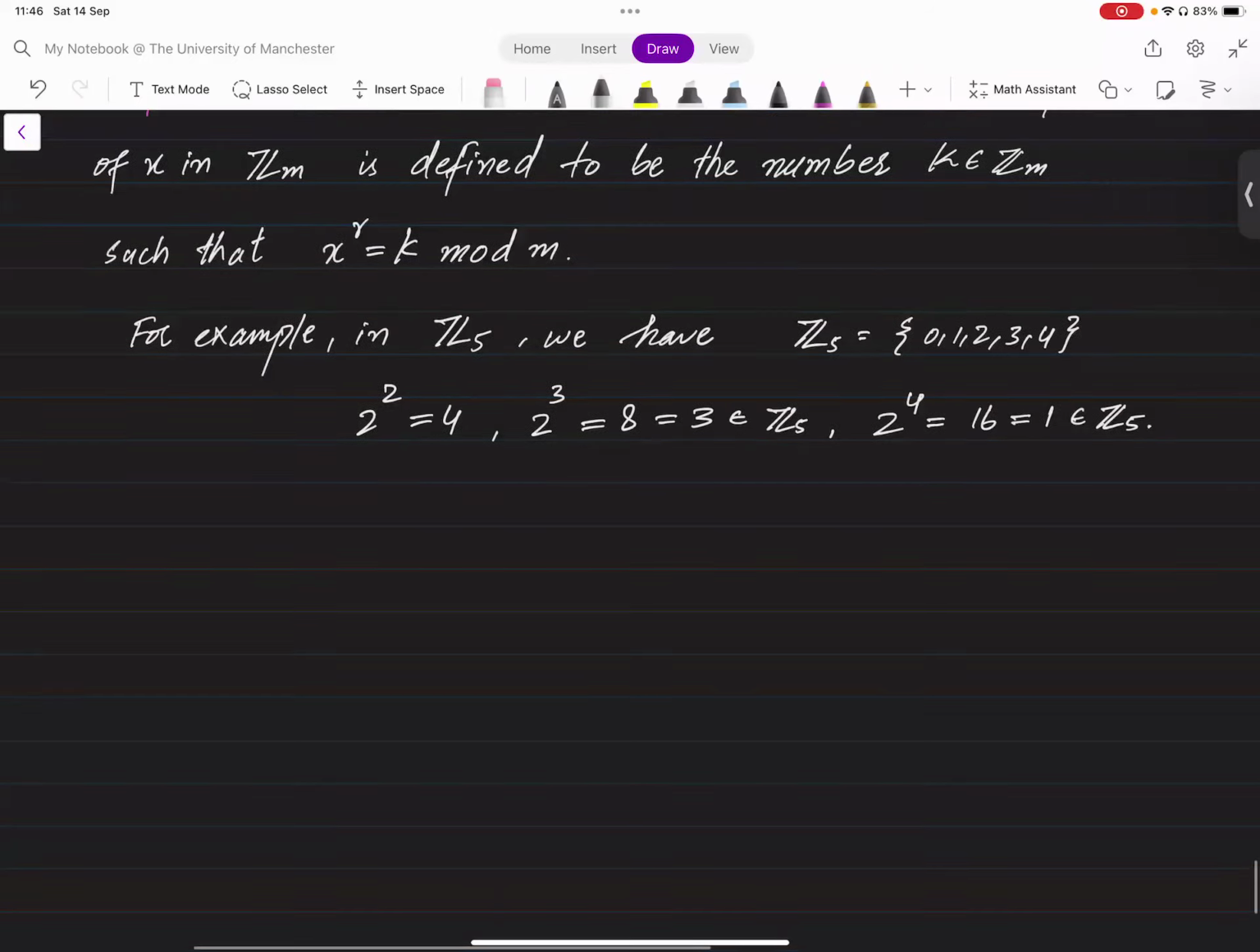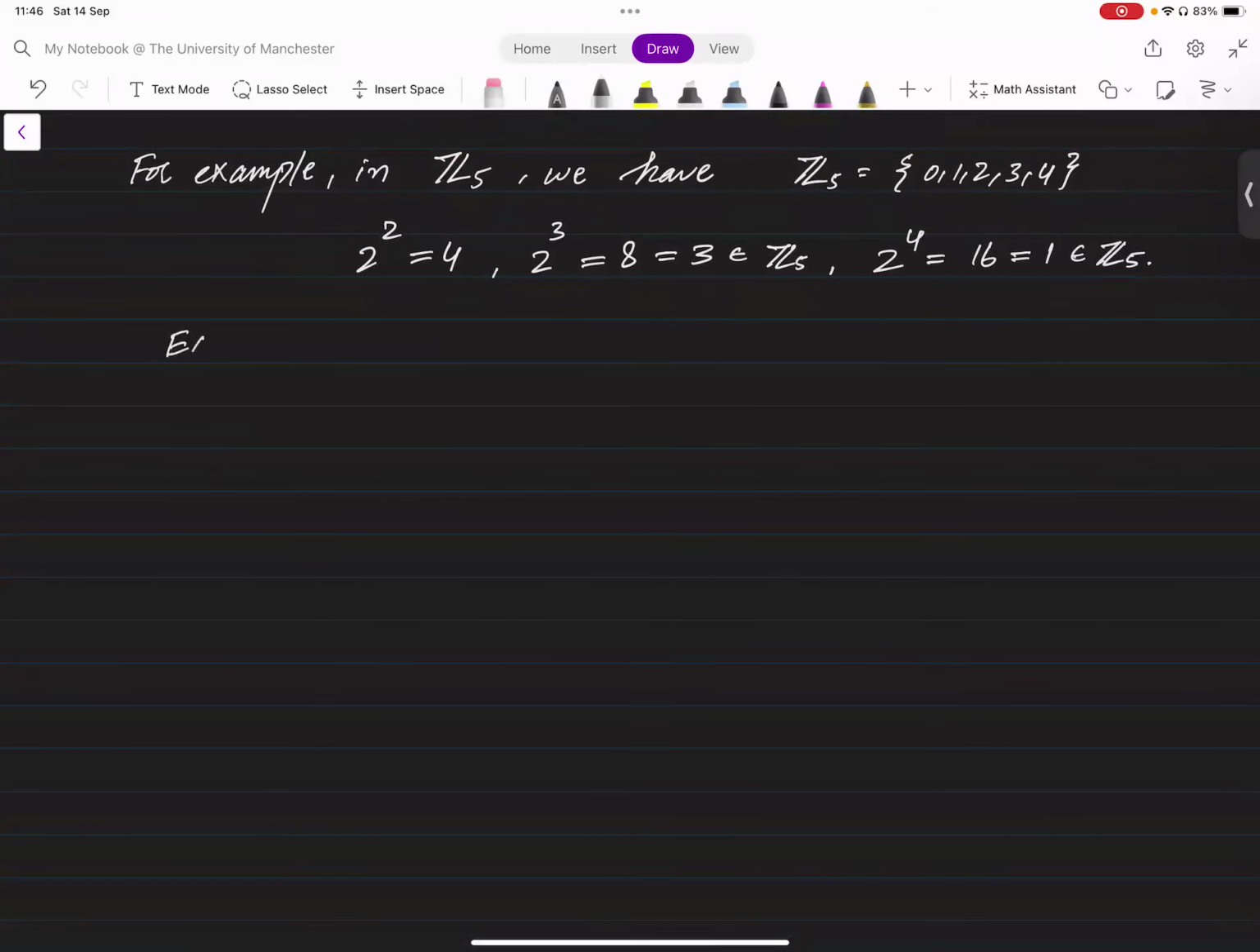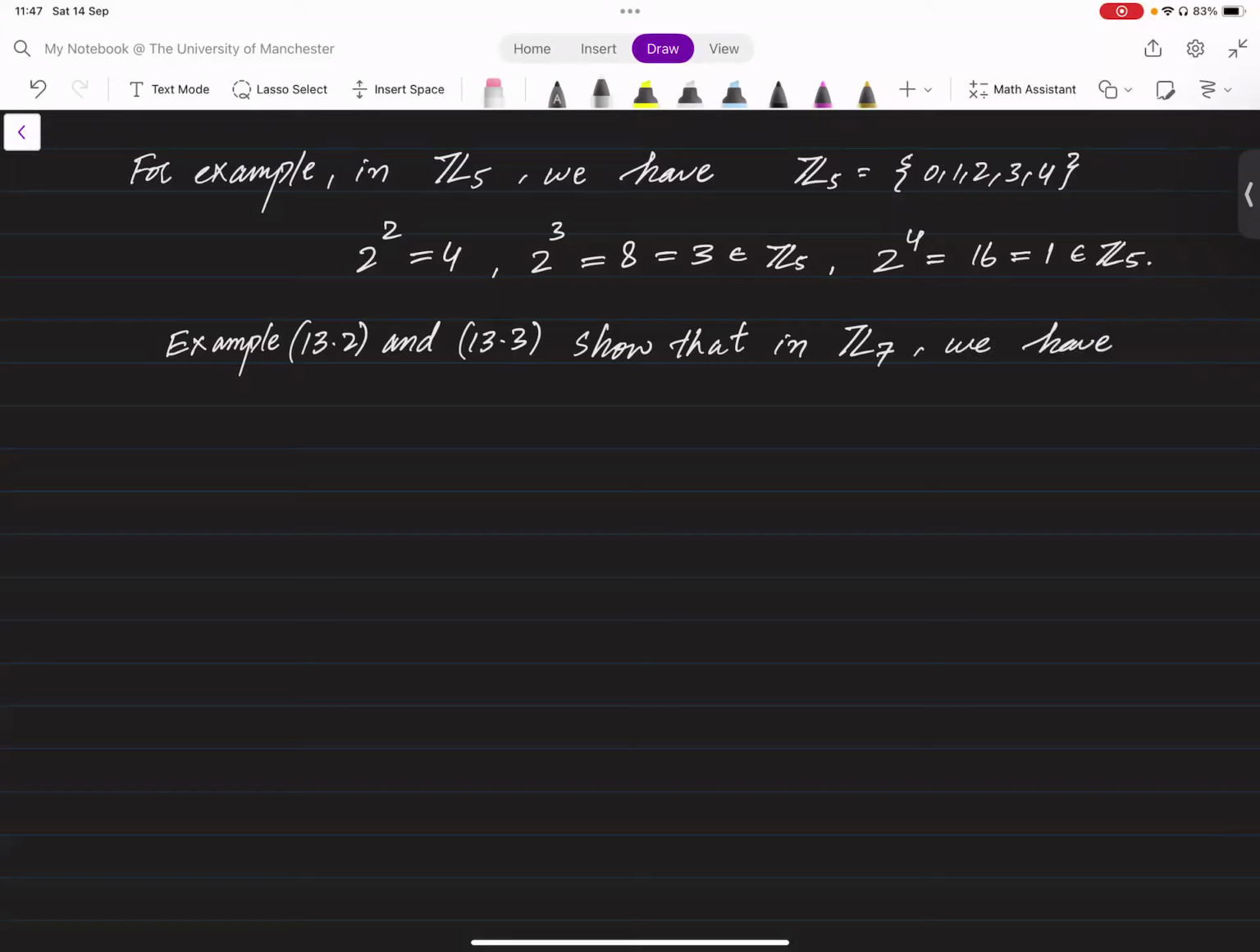Okay. Now, similarly, we have done an example. So example 13.2 and 13.3: show that in Z7 we have 6 power 82 is 1, while in Z13, 6 power 82 is 4.